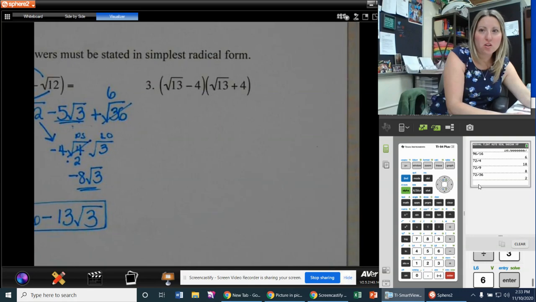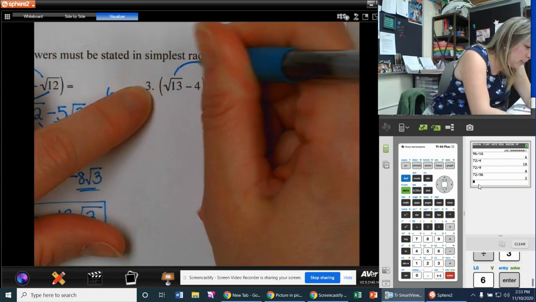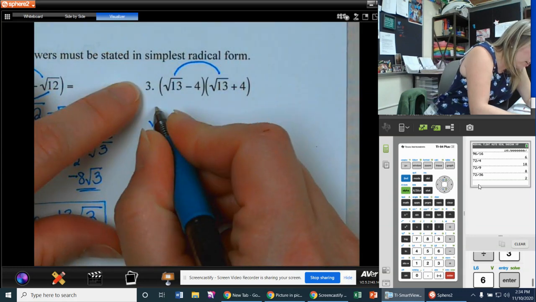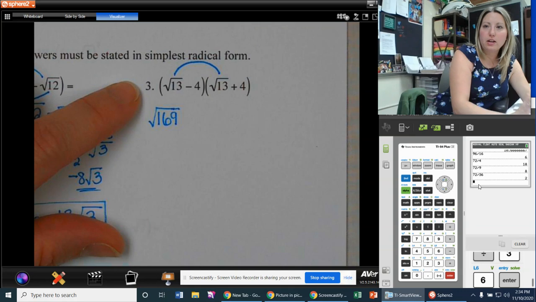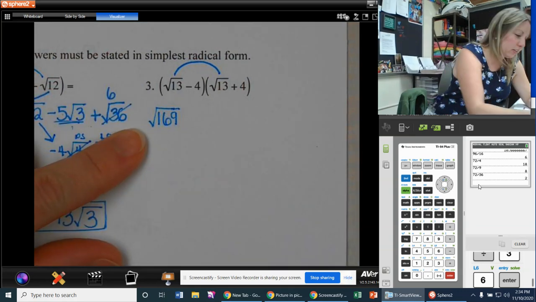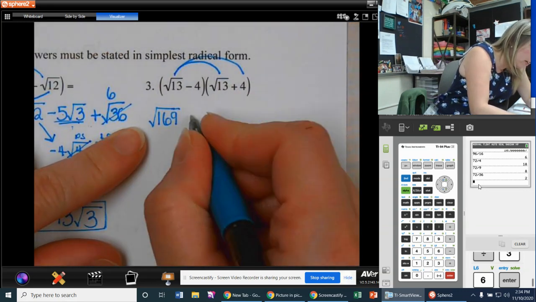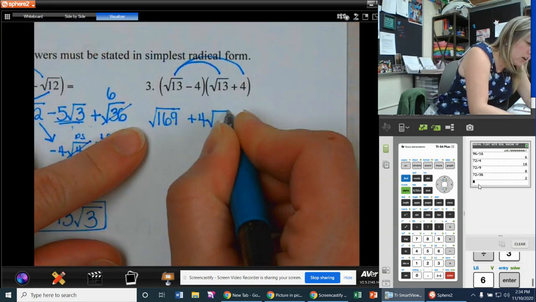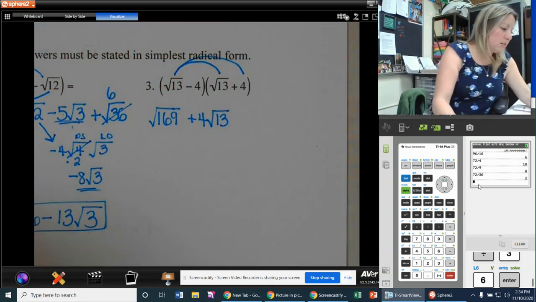Something cool happens here. Radical 13 times radical 13. I get radical 169. As we know, I could have just dropped the radical sign and written a 13 there because this is a perfect square. But let me keep going because something cool is going to happen. Radical 13 times positive 4. That's a positive 4 radical 13. I said radical 3, I mean radical 13. Good Lord. Correct me.